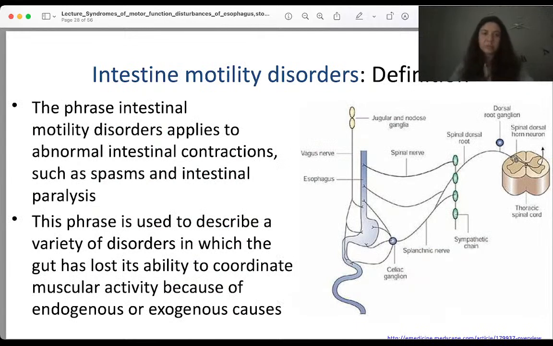Okay, and what about intestinal motility disorders? Let's give a definition. The phrase intestinal motility disorders applies to abnormal intestinal contractions such as spasm and intestinal paralysis. This phrase is used to describe a variety of disorders in which the gut has lost its ability to coordinate muscular activity because of endogenous or exogenous causes.